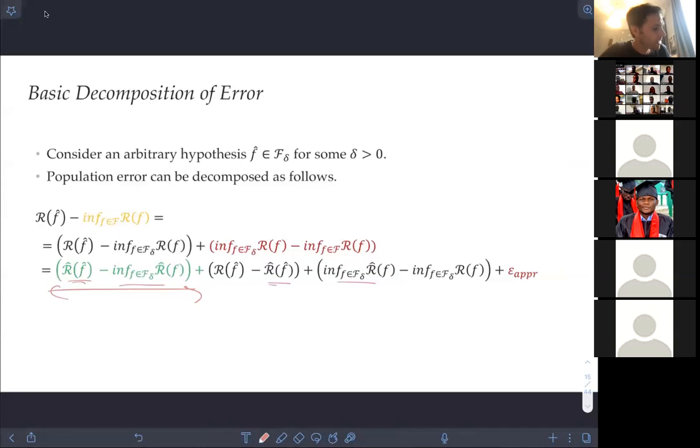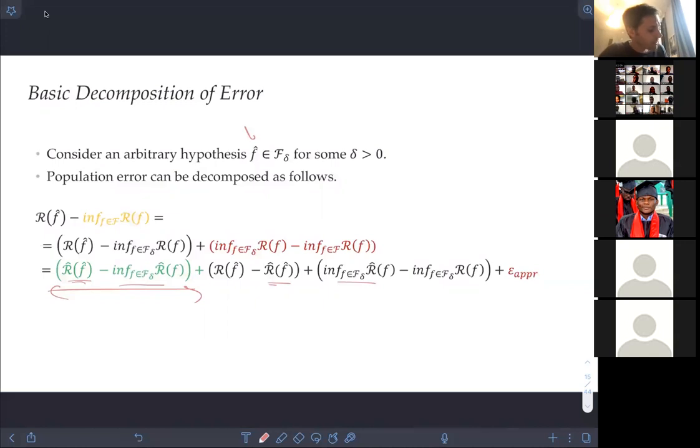It's the training error of my hypothesis minus the best training error in my ball. So if I'm able to solve the empirical risk minimization problem, how much does this term cost if I'm able to solve the empirical risk minimization perfectly? Okay, so this term is going to be zero, right? Because if this estimator that I pick here is in fact the solution of the ERM, that's precisely the definition of ERM, right? So think about this term as an optimization error term, right? If I'm good at optimizing things, this green term is going to be small.